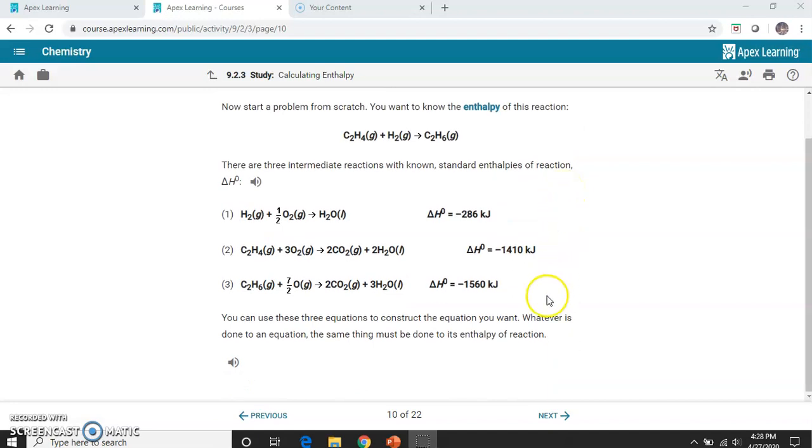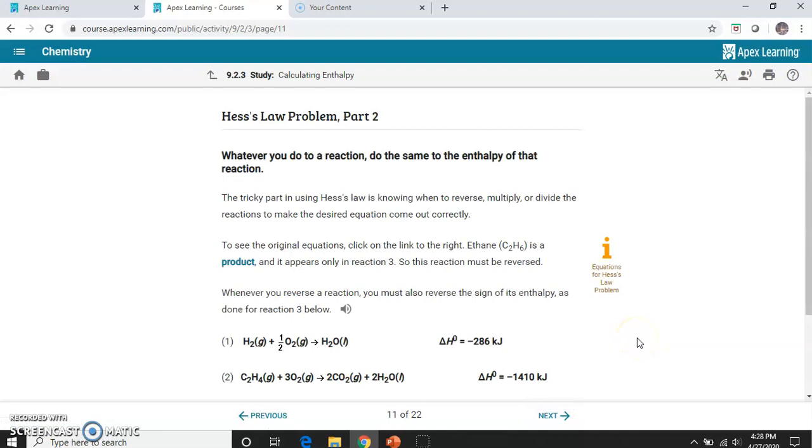Now, the whole idea is that whatever we do to an equation, whether we reverse it or add coefficients to it, the same thing has to be done to the number on the right. So whatever you do over here, whether you flip it or change it, you have to do it on this side too. Okay, let's get started.